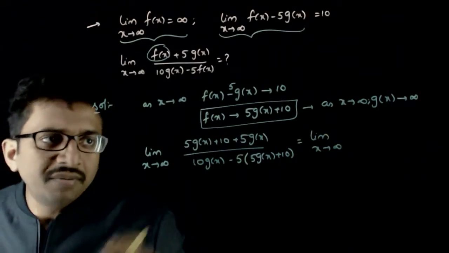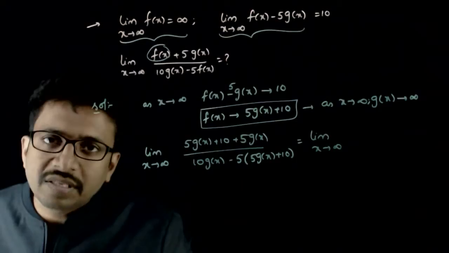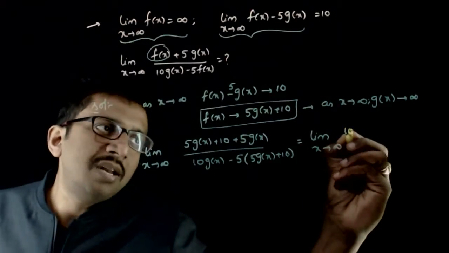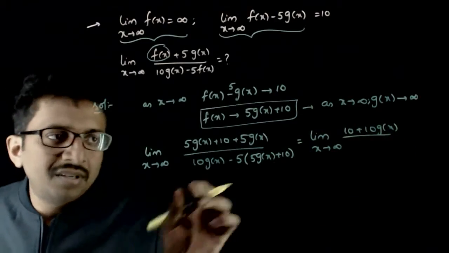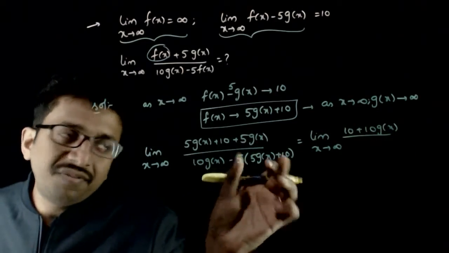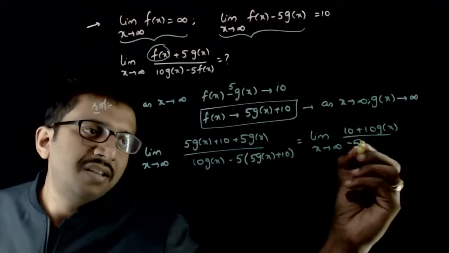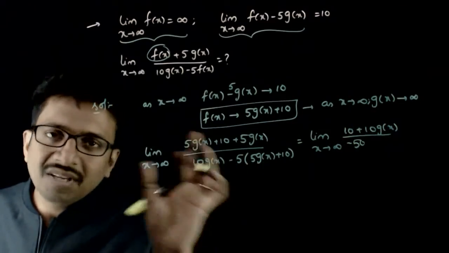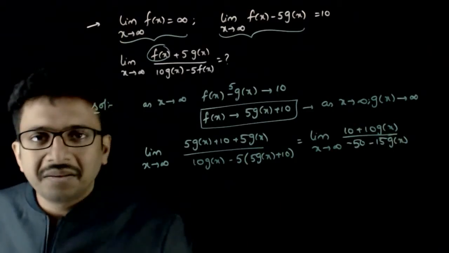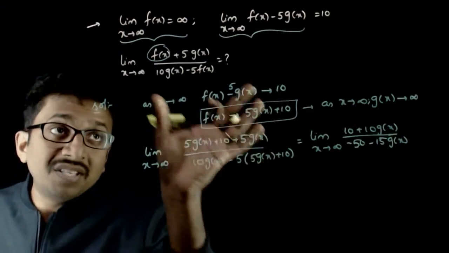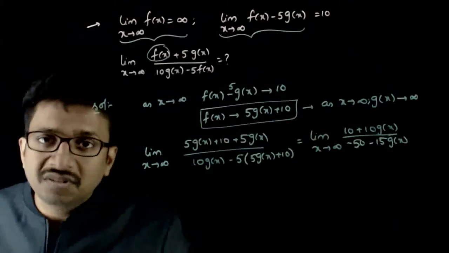Limit x tends to infinity. So 5g of x plus 5g of x is 10g of x plus 10. So 10 plus 10 times g of x, and divided by, you have minus 50 here. So minus 50 minus 25g of x plus 10g of x, minus 15g of x. So this expression will tend to this.